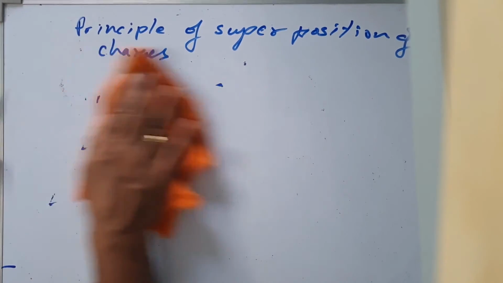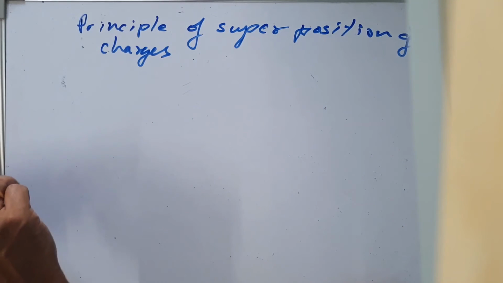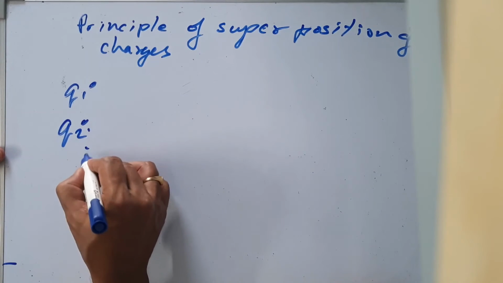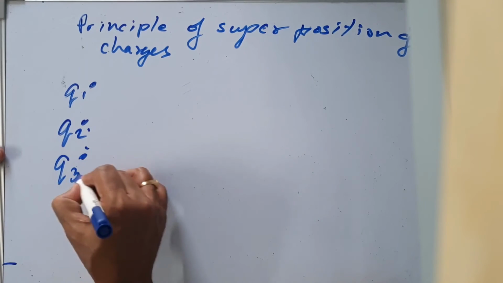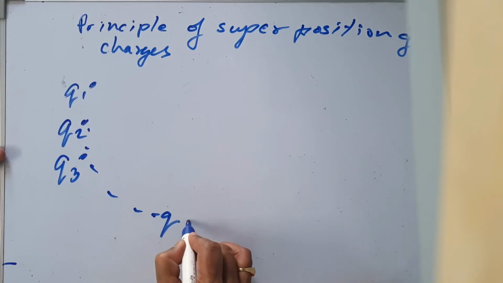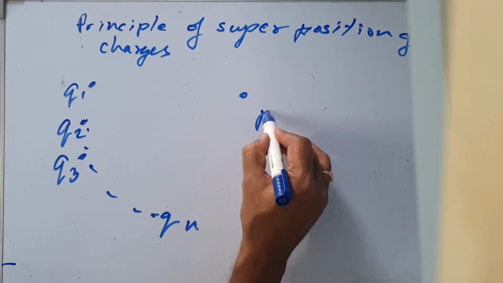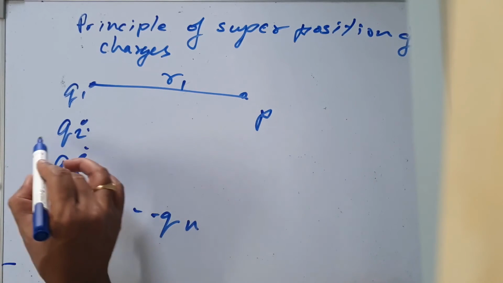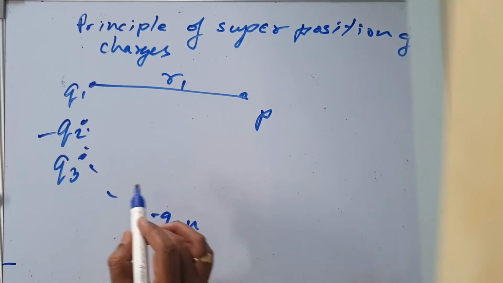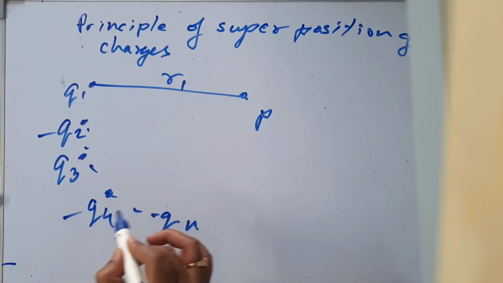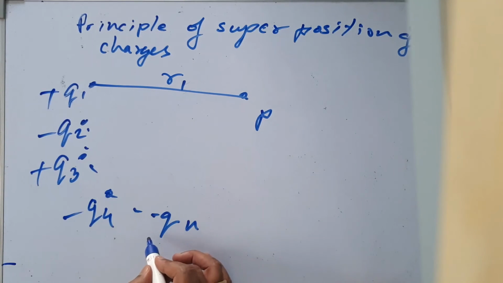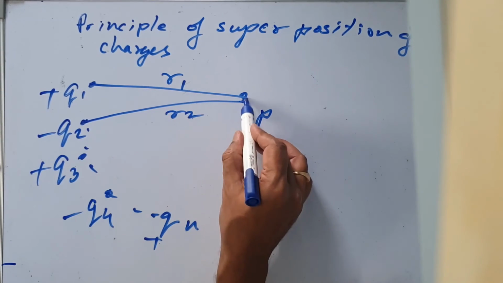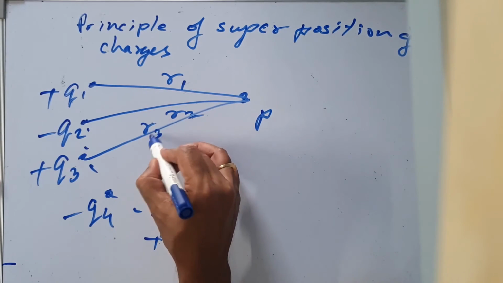Let us see how it is done. Now here is a system of charges: Q1, Q2, Q3, Qn. I want to find the intensity of electric field at this point P, which is at a distance R1 from Q1. I'm taking this negative, I'm showing Q4 also. Q4 is negative, and the others are positive. Q2 is at a distance R2 from this point. Q3 is at a distance R3 from this point.